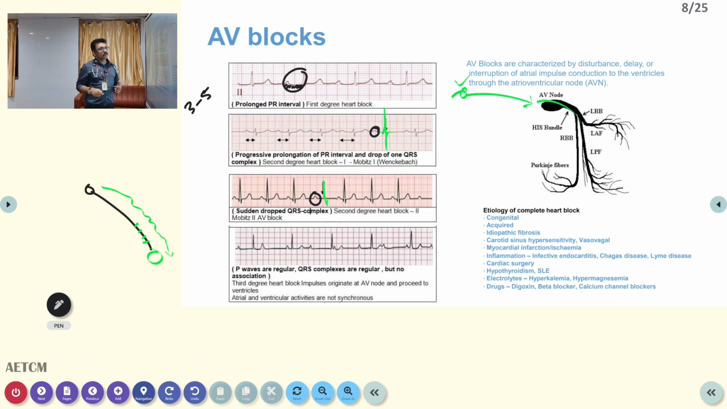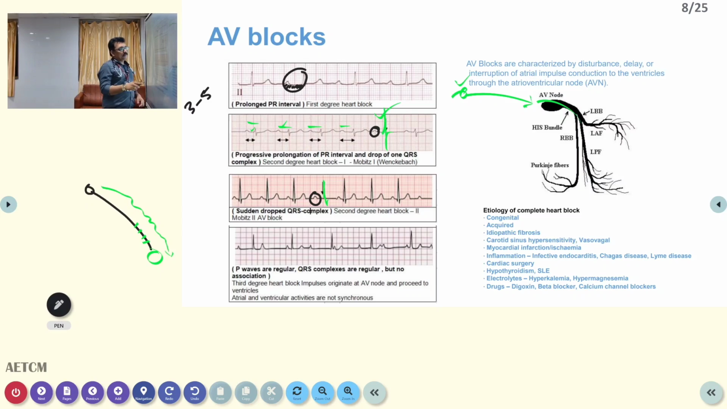Type 1 is called Wenckebach's phenomenon: progressive prolongation of the PR interval. You can see the PR interval is lengthier here, more lengthier than the previous one, again lengthier. Suddenly one QRS complex is dropped here. So progressive prolongation of the PR interval, then a dropped QRS complex.